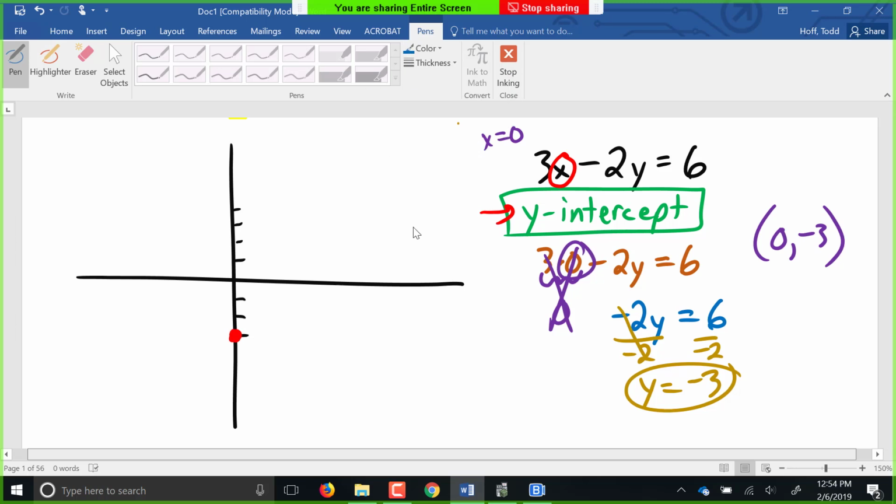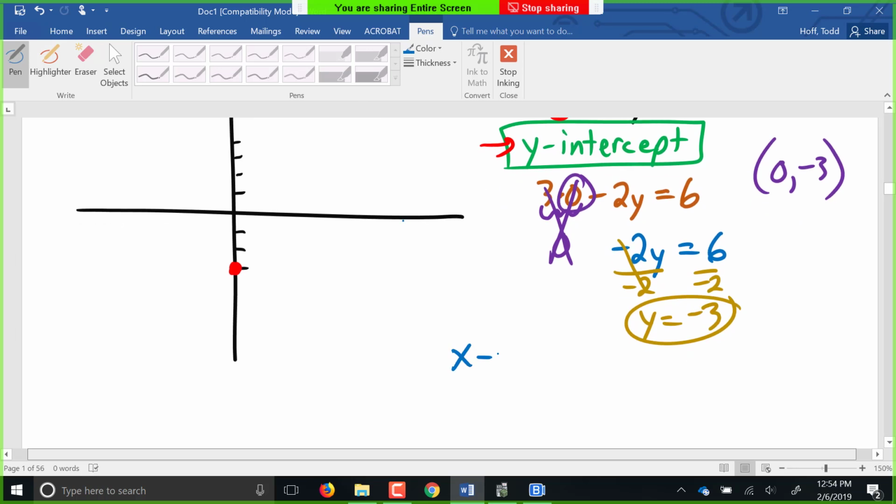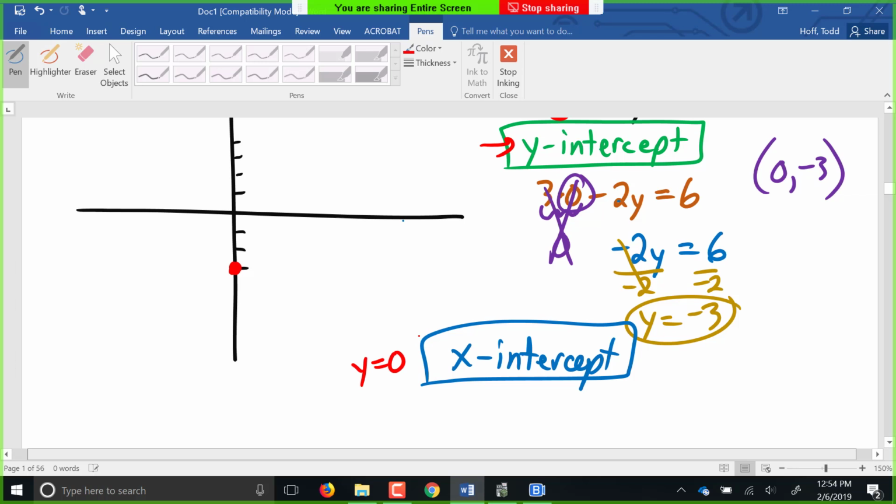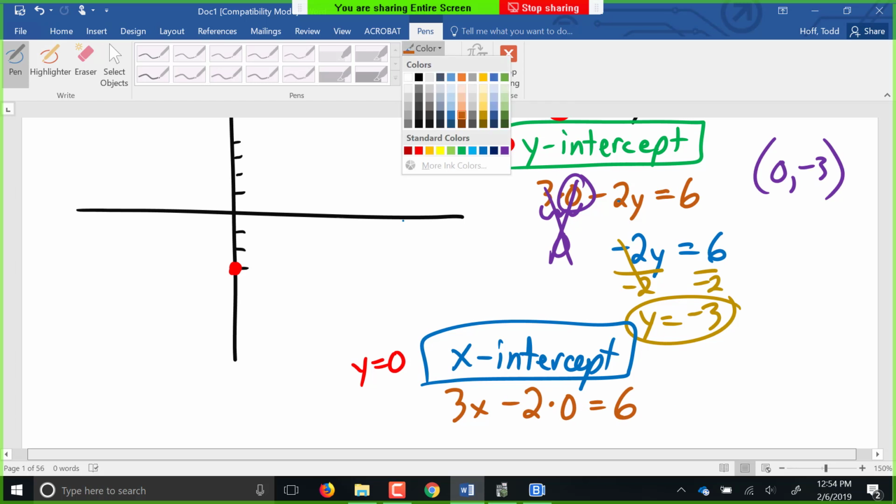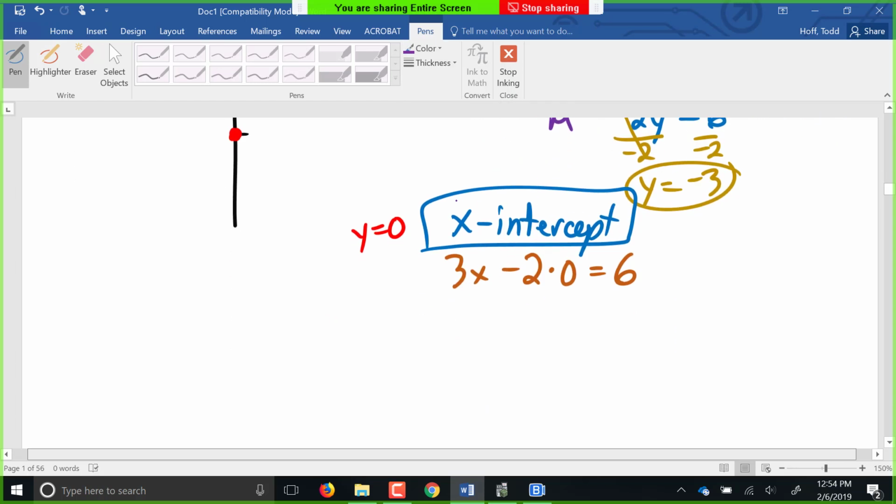To do my x-intercept, what do I know is always true at my x-intercept? y equals 0. Very good. So if y equals 0, my equation is going to become 3x minus 2 times 0 equals 6. So from here we do our order of operations. What's 2 times 0? 0. Okay.